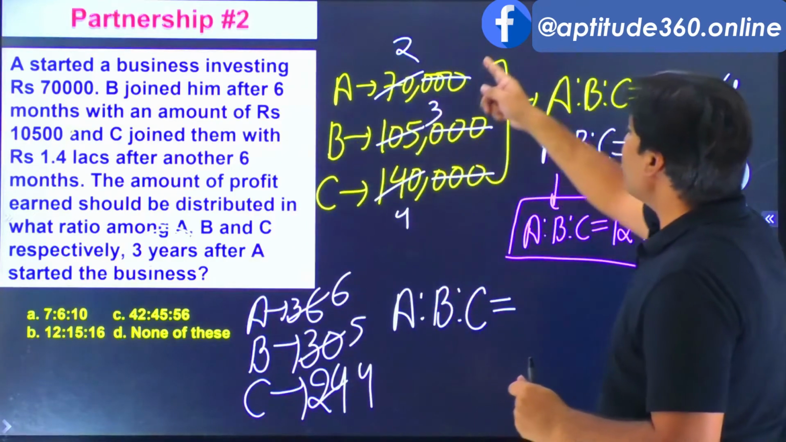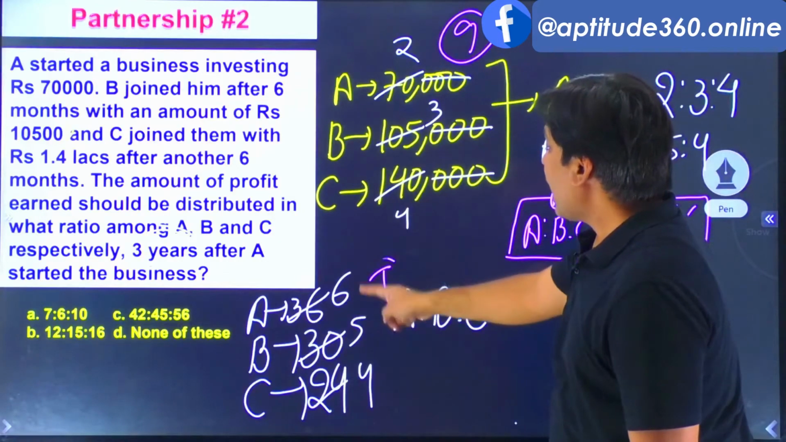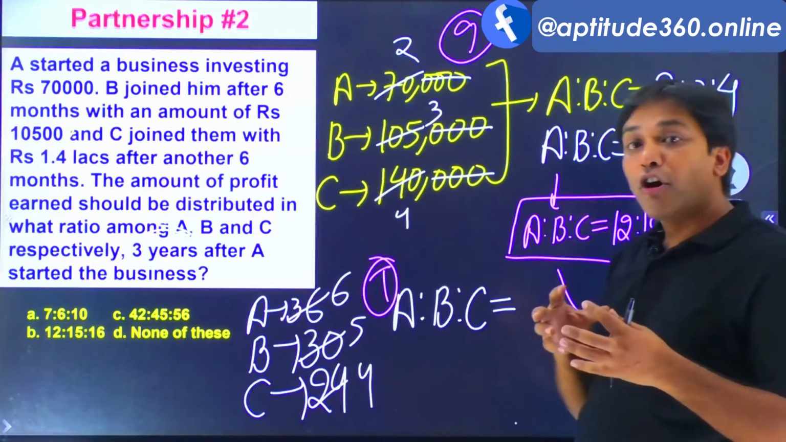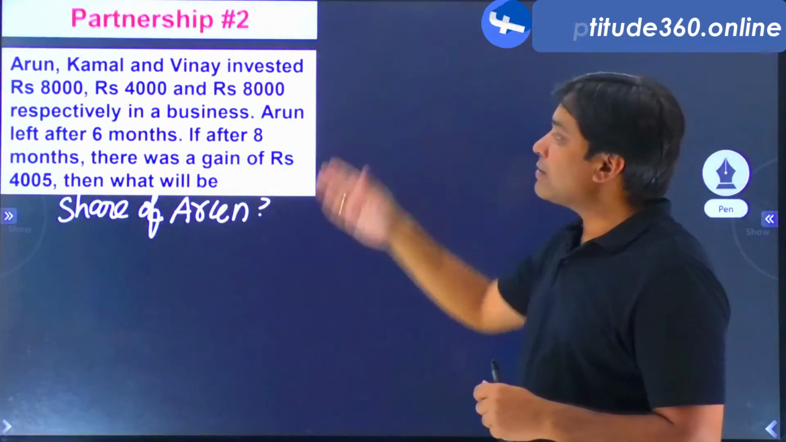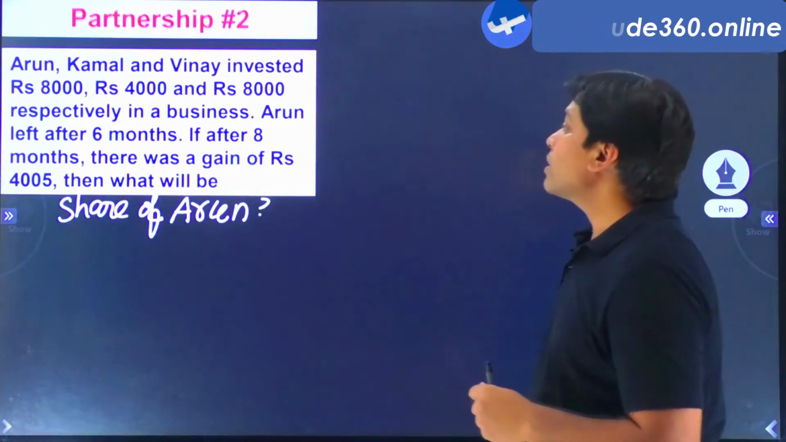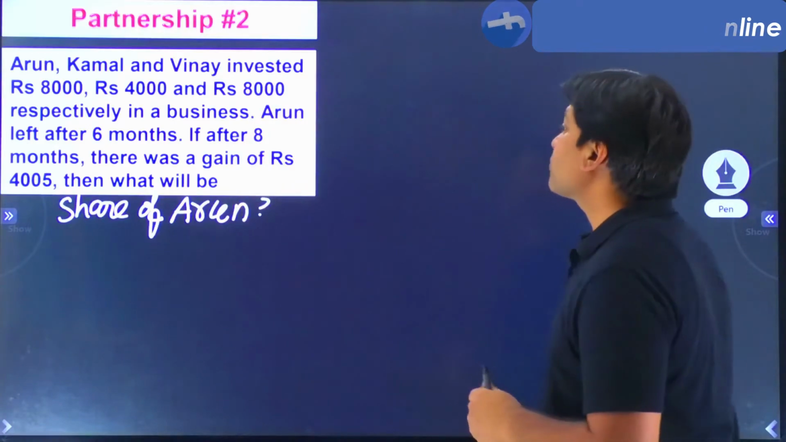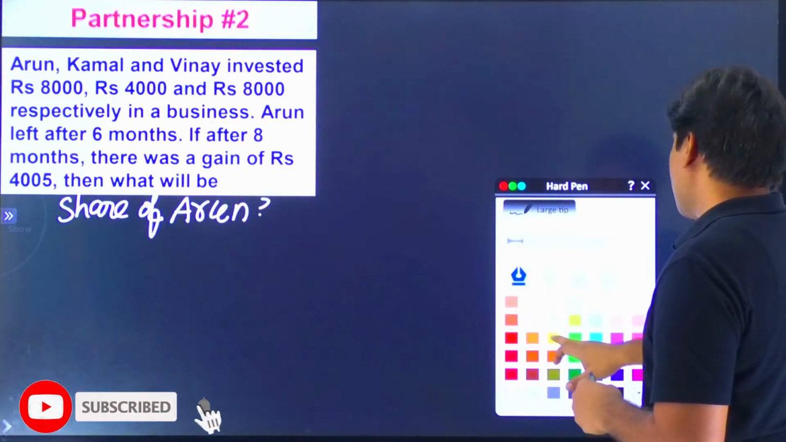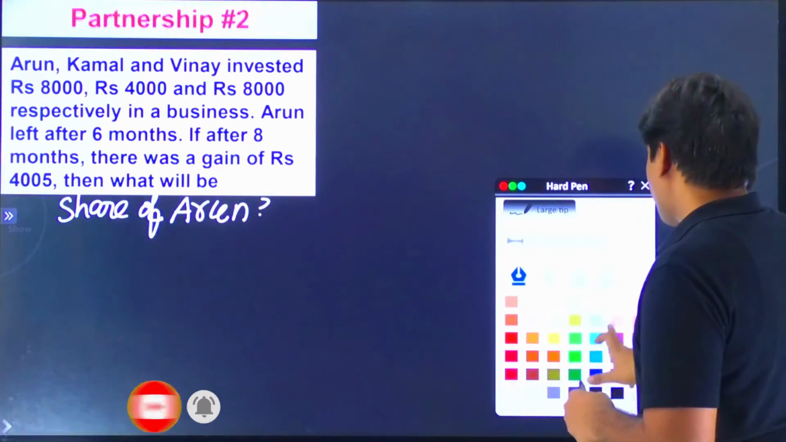आप तो लिख रहे हो रेशियो ऑफ इन्वेस्टमेंट and then ratio of time, and then you're multiplying these two values, and then you're finding out what is the ratio of profit. Now if you understand this, please find it out, pause the video, try to solve this question on your own. You need to find out what is the share of Arun over here. Arun, Kamal and Vinay are investing. Arun, Kamal, Vinay, please do that on your own, people.